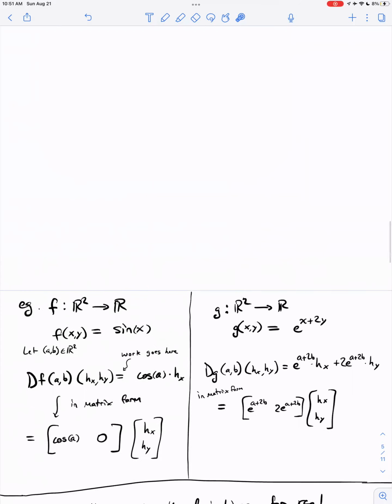So maybe you can see how this works already. Here's another example if you want to confirm how this matrix is formed. I claim the derivative of this new function, e to the x plus 2y, is given by this expression right here. And in matrix form, it's given by this matrix. I'm putting also the column vector because in this equality I'm also plugging in the input to the linear transformation. But the derivative itself is just this matrix. This is the derivative.